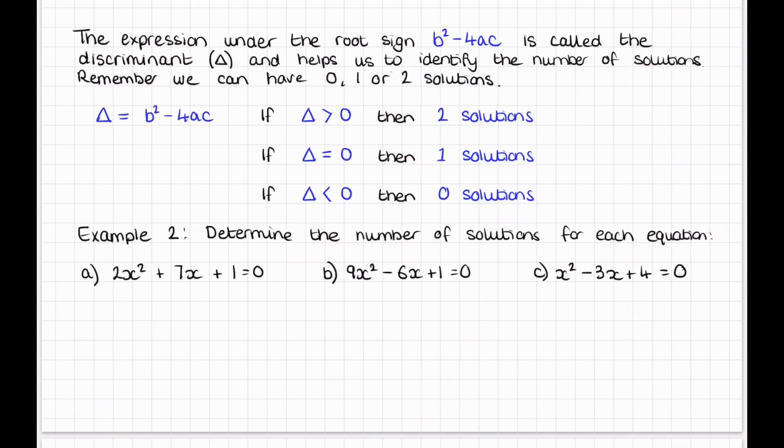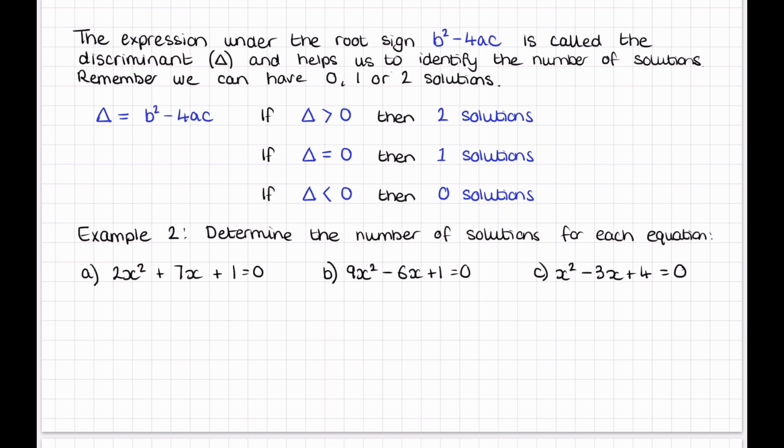Now we've looked at how to use the quadratic formula, just a little bit more information about something within the formula itself. The part of the formula under the square root sign, the b squared minus 4ac, actually has a special name which is called the discriminant, which is often represented with a triangle symbol. This part specifically helps us to identify the number of solutions. In a quadratic expression, remember we can have one solution, two solutions, or zero solutions. With this discriminant, if b squared minus 4ac is greater than 0, then we have two solutions. If it equals 0, there's only one solution, and if it's less than 0, then there are 0 solutions.